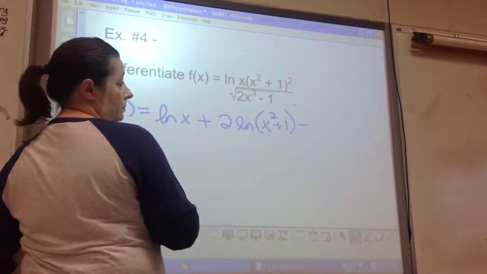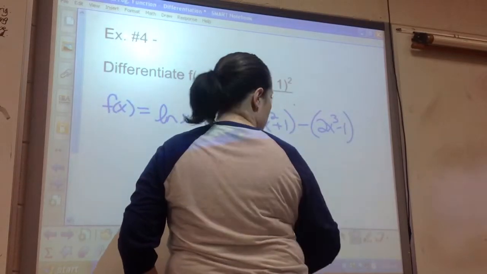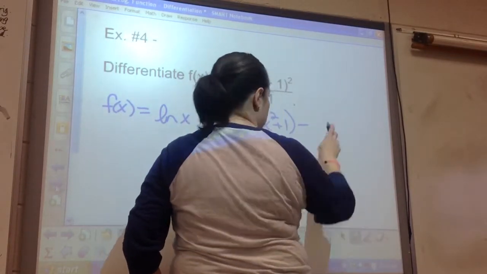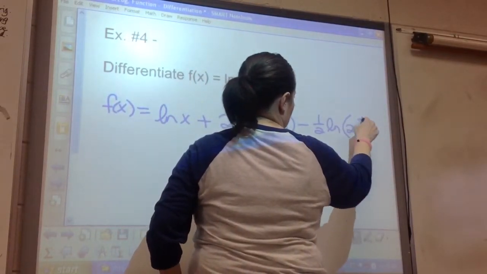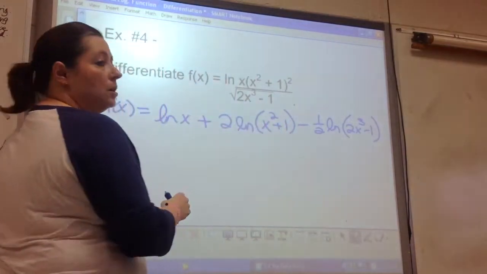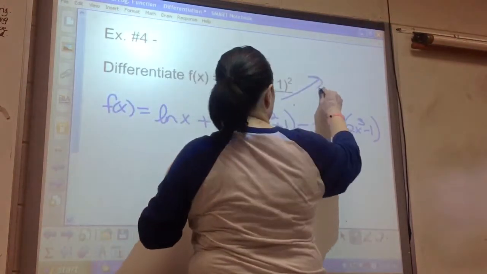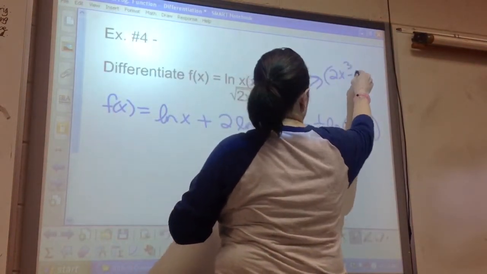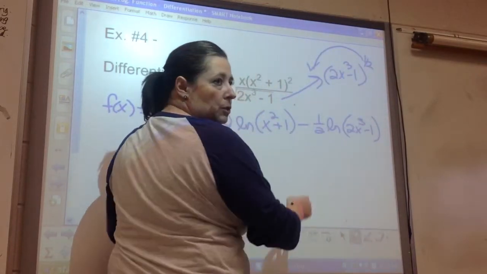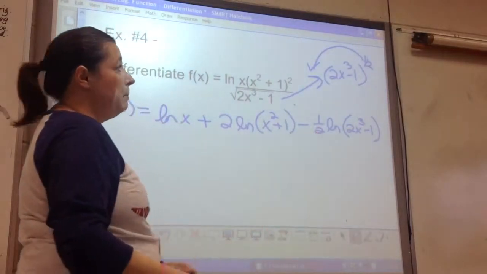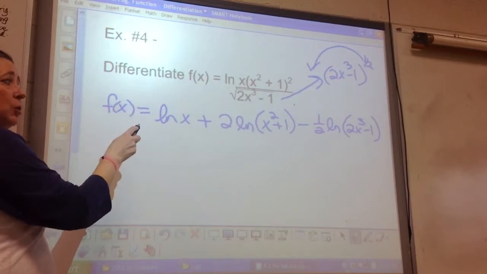Minus, parentheses 2x ln. Oh, whoops. 1/2 ln. Yeah, let me fix that. 1/2 ln parentheses 2x. Because this was really that, and so we bumped it, it was an ln, so we could bump it down. Okay, so there's the expanded, so this is what we're gonna take the derivative of.